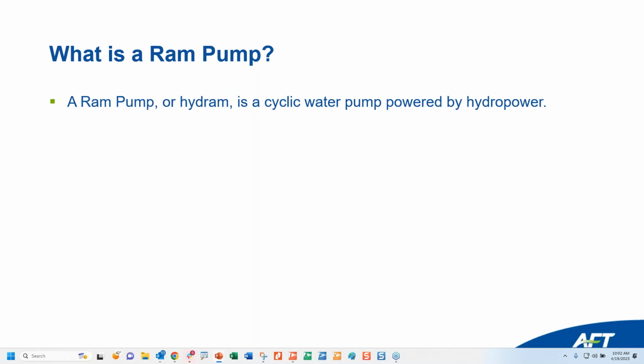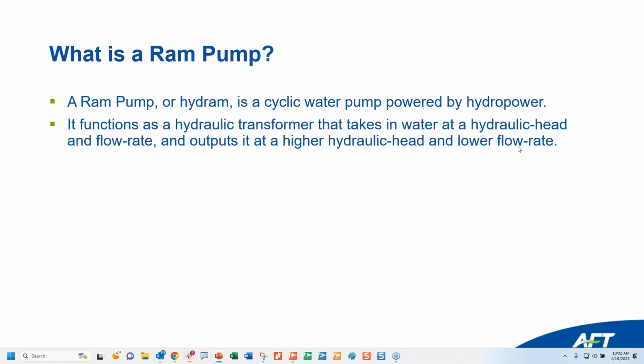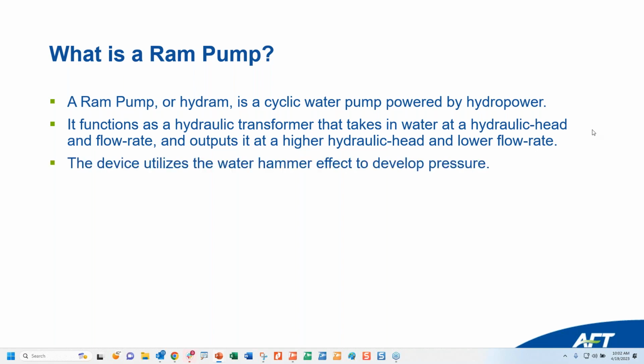So a ram pump, or hydram as it's also called, is a cyclic water pump powered by hydropower. It functions as a hydraulic transformer that takes the water at a hydraulic head and flow rate and outputs it at a higher hydraulic head and lower flow rate. The device, as I mentioned before, utilizes the water hammer effect to develop pressure, and this is what caught my attention.